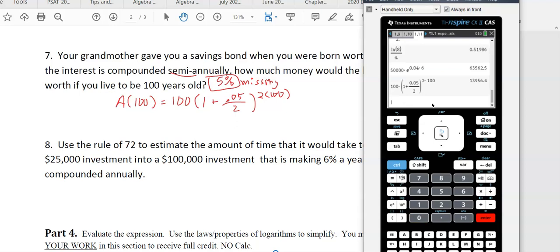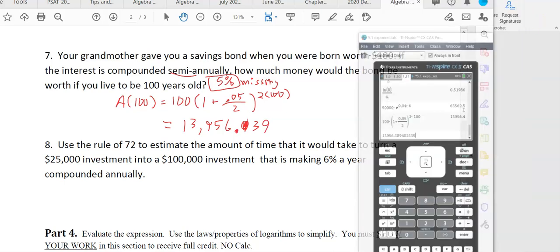Well, 13,000. So it did grow. 13,956.40. Well, let's check again. You can see even more digits if you want. 0.39. If you want to get down to the nearest cent, it would be even better.